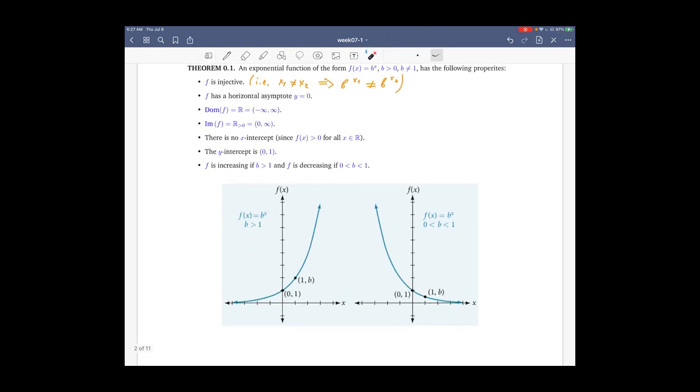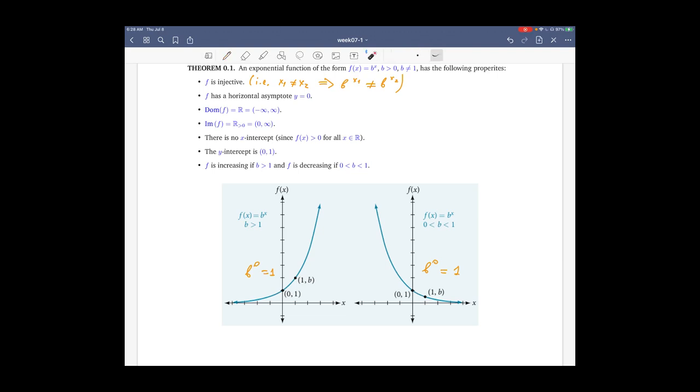There is no x-intercept. That follows from the previous conclusion. f is always positive for all values x, so the graph will never intersect with the x-axis. There is a y-intercept at the point (0, 1). That is because b to the power 0 is 1. Here too, b to the power 0 is 1. It doesn't matter what b is. For any positive b, b to the power 0 is 1.